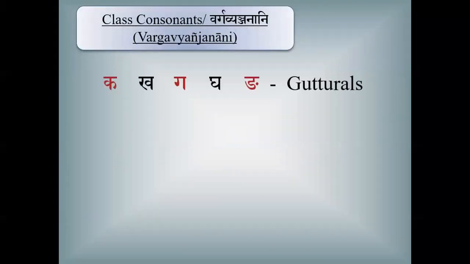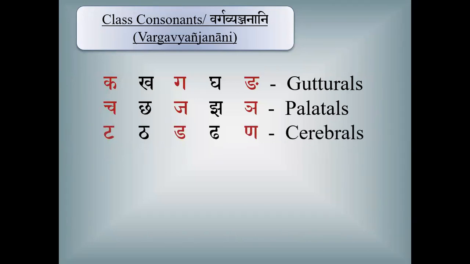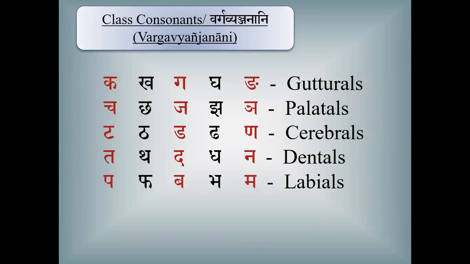Okay, so these are the 25 class consonants, varga vyanjanani. Now, just a quick summary of the place of pronunciation. The first class, ka, kha, ga, gha, nga, they are gutturals. The place of pronunciation is throat, therefore they are gutturals. The second class, cha, chha, ja, jha, nya, they are palatals. The place of pronunciation is palate, therefore palatals. The third class, ta, tha, da, dha, na, they are cerebrals. The fourth class are dentals, ta, tha, da, dha, na. And the fifth class, pa, pha, ba, bha, ma, they are labials. So these are the class consonants. Now we have to see non-class consonants.